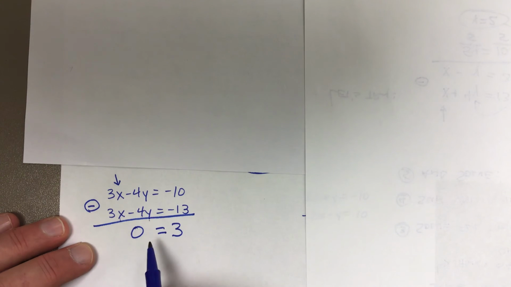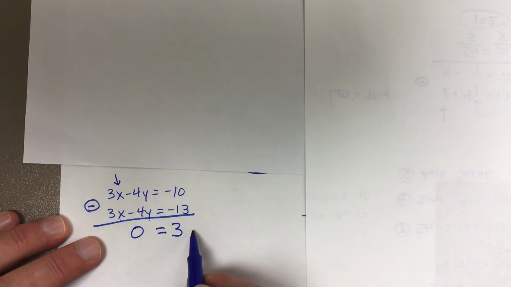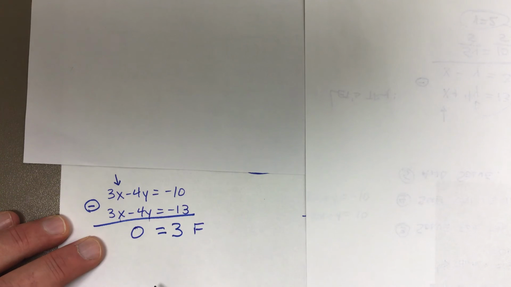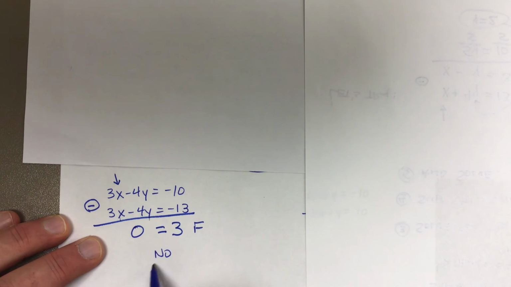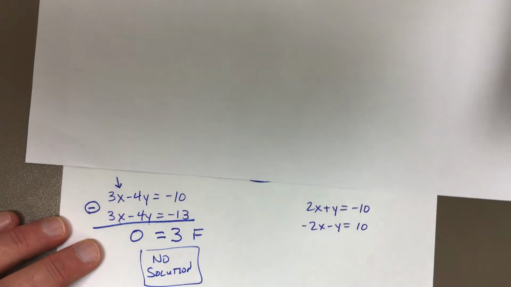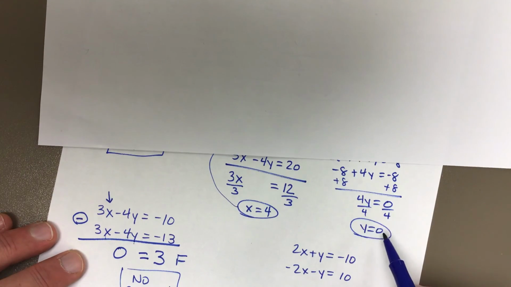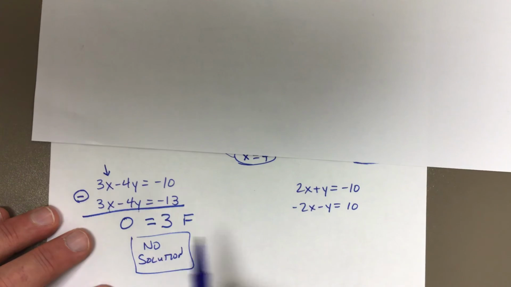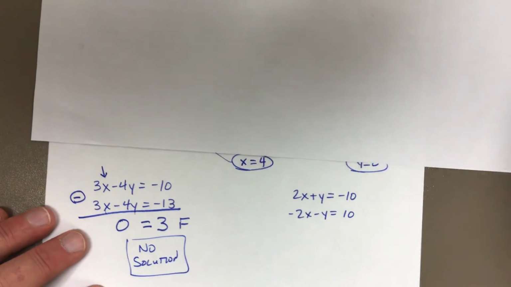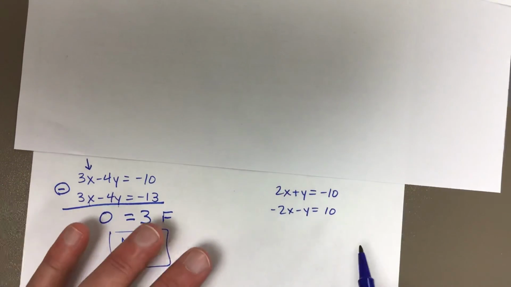So this time the variables go away. So now we either have a true statement or a false statement. In this case, we have a false statement because 0 does not equal 3. So this one is the no solutions. Big difference. Way different than the last one. The last one, there was a y here. It just was equal to 0. Big difference. All right, so let's take a look at this last one here.